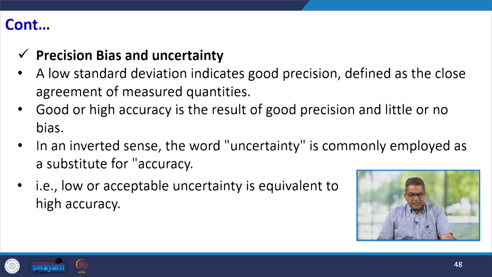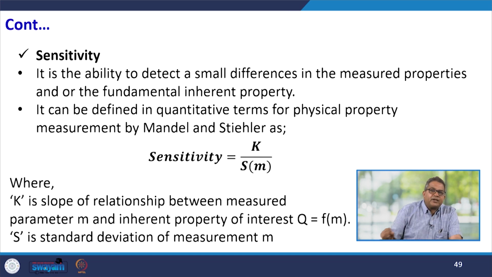Let us talk about the precision, bias and uncertainty. A low standard deviation indicates a good precision, defined as the close agreement of measured quantities. Good or high accuracy is the result of a good precision and little or no bias. In an inverted sense, the word uncertainty is commonly employed as a substitute for accuracy. That is, low or acceptable uncertainty is equivalent to high accuracy.